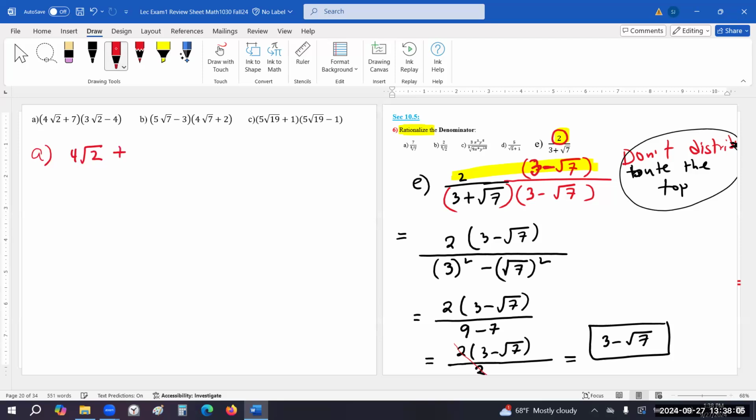4 square root of 2 plus 7, times 3 square root of 2 minus 4. So what do we do? Distribute. So what do we get? We have 4 square root of 2. We are multiplying by 3 square root of 2.